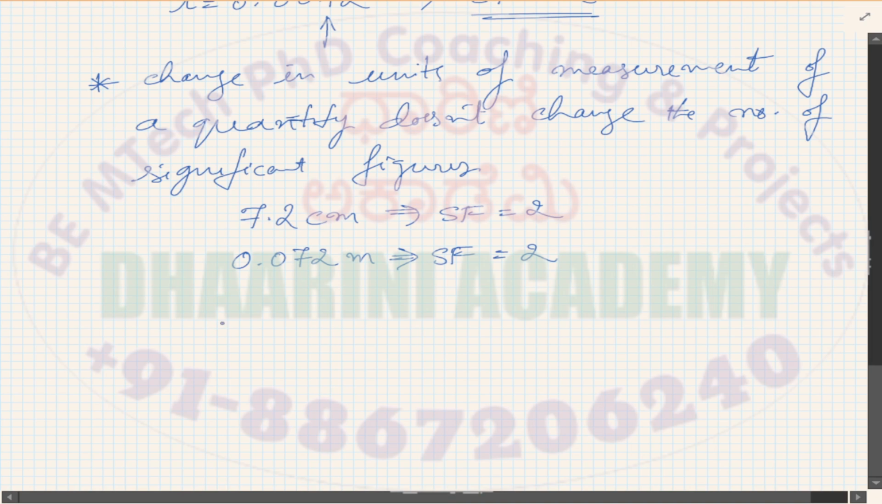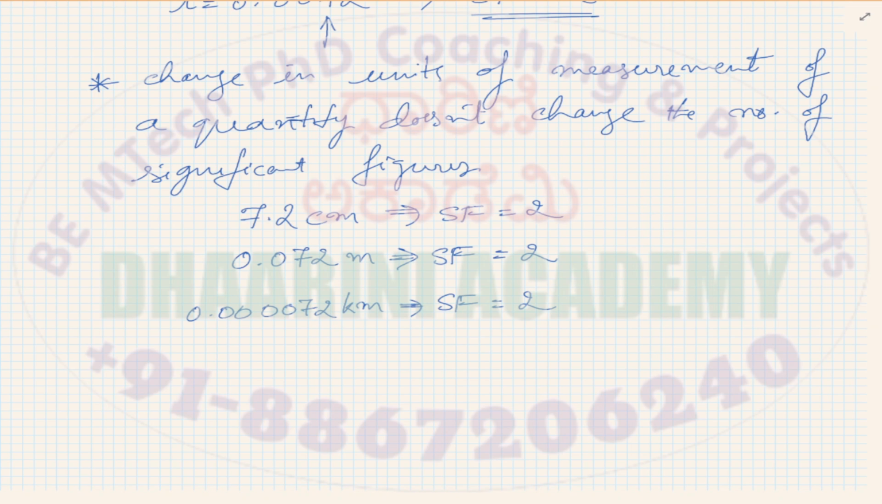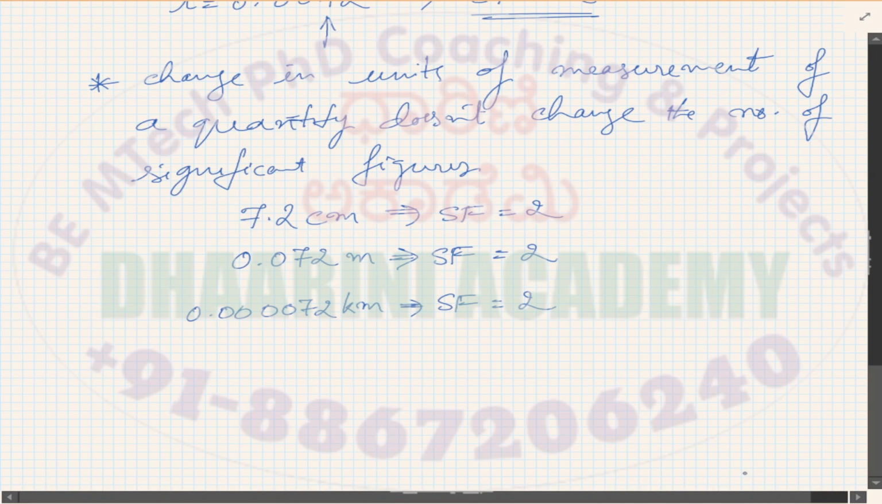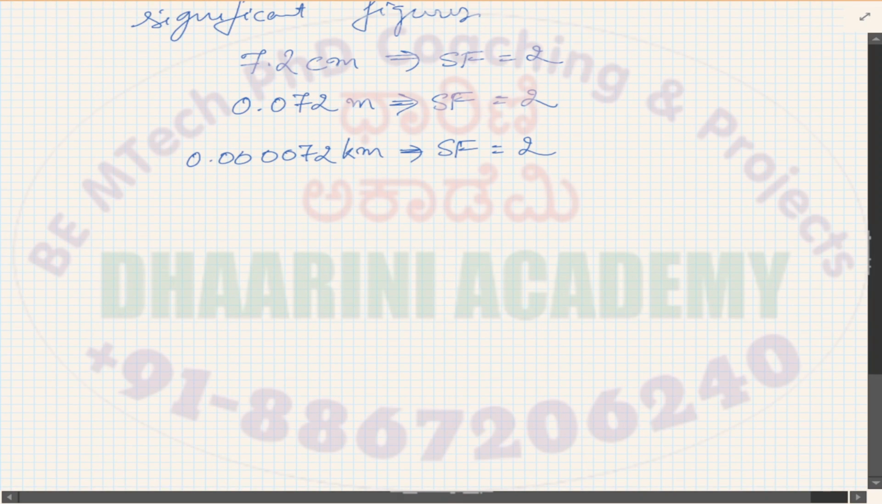All right, then let me convert this into, say, kilometers. So that is 0.000072 kilometers. As per the rules, we already know that before the last non-zero digit, whatever zeros you have, they are not significant. So once again, I have SF is equal to 2. Okay, and so on. We can extend this to any larger numbers, and you can see that the SF will not change. As far as the given quantity, the total significant figures still remain the same.